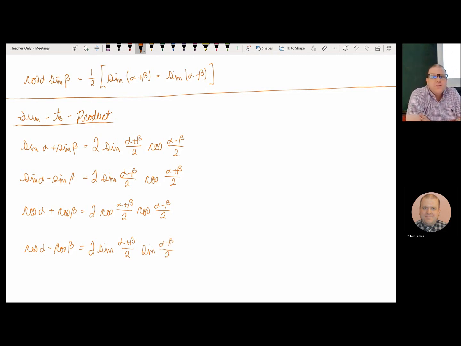Then you have cosine of alpha plus cosine of beta, 2 cosine of alpha plus beta over 2 cosine of alpha minus beta over 2. Their difference, cosine of alpha minus cosine of beta, it's just the signs. 2 sine of alpha plus beta over 2 sine of alpha minus beta over 2.